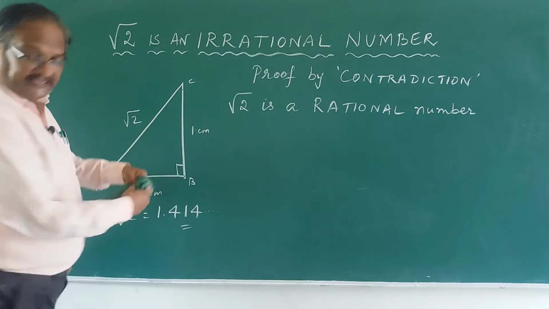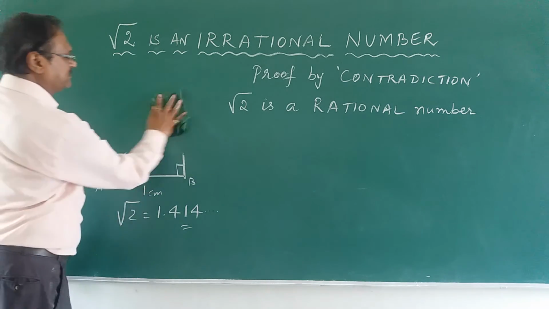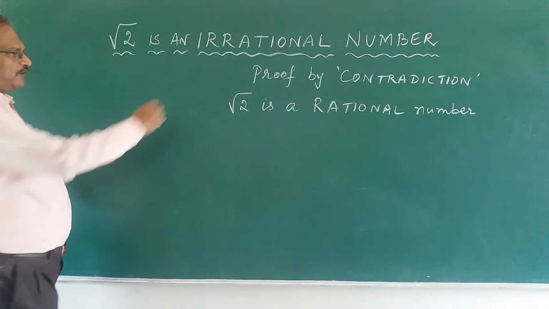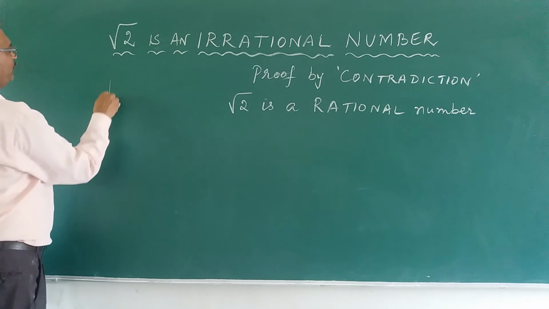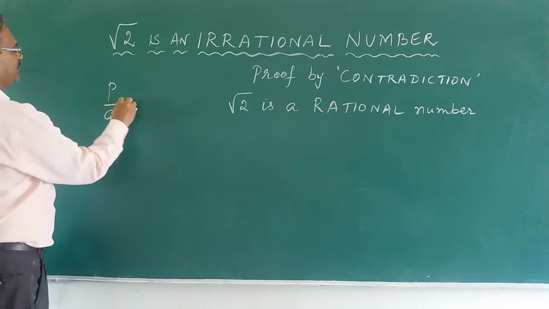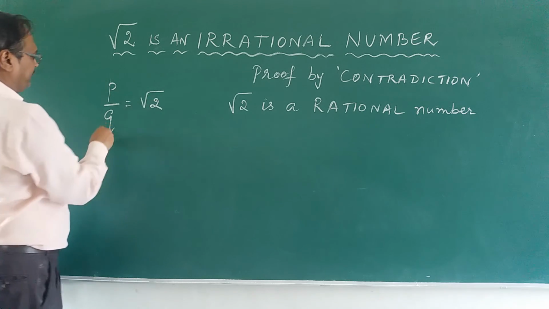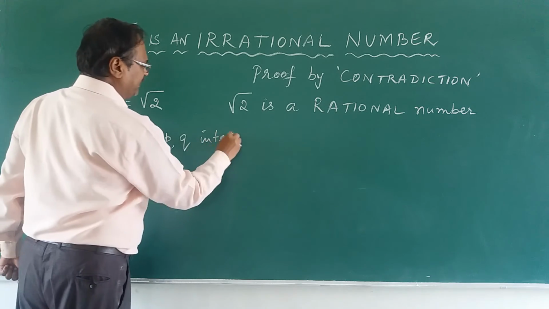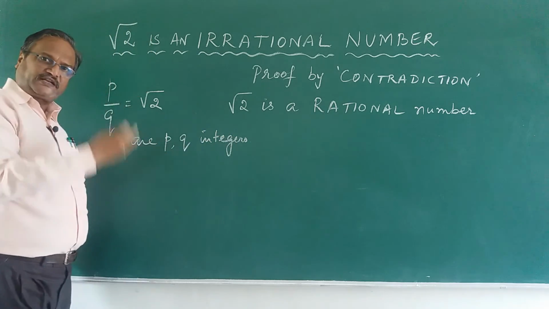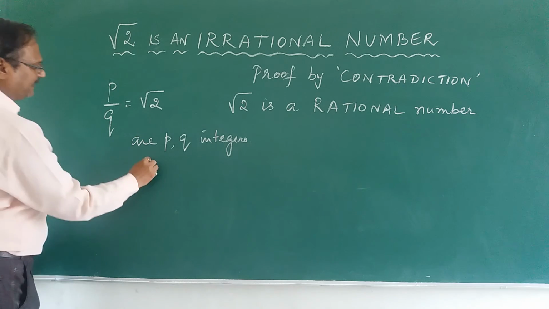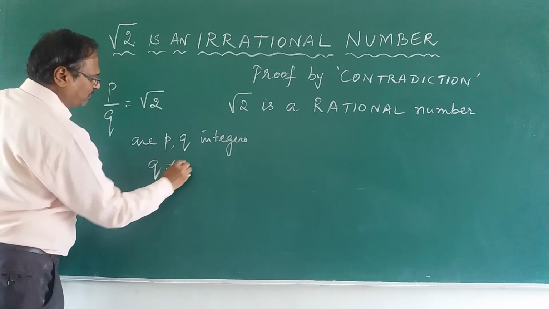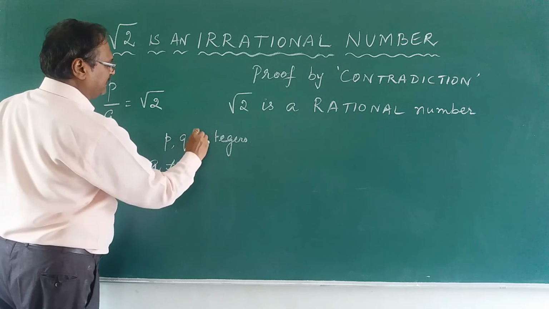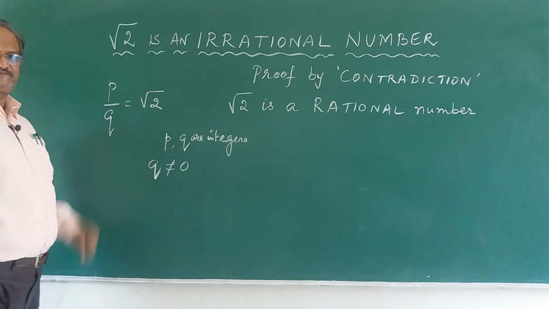Let me erase this part. Yes. Now I have taken the statement. When you say root 2 is rational, I can write it in the form of P upon Q, which is equal to root 2, where P and Q are integers. Any integer, negative or positive. Fine, that I have taken, but the condition is Q is not equal to 0. P and Q are integers. This is what I have taken.